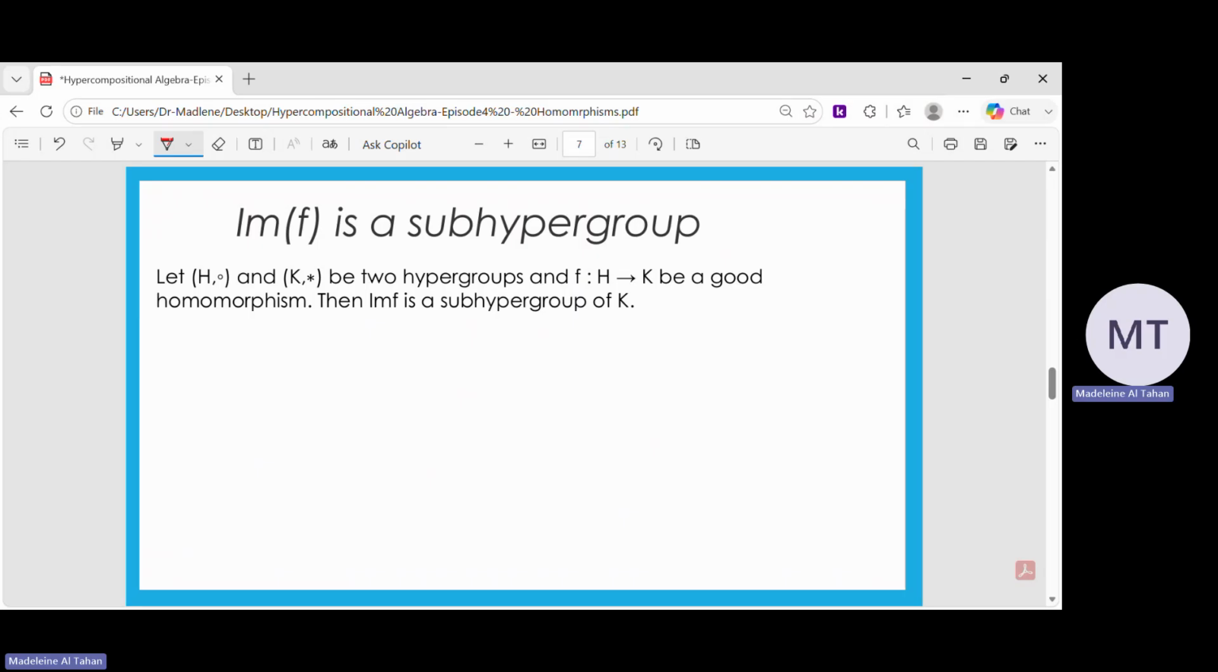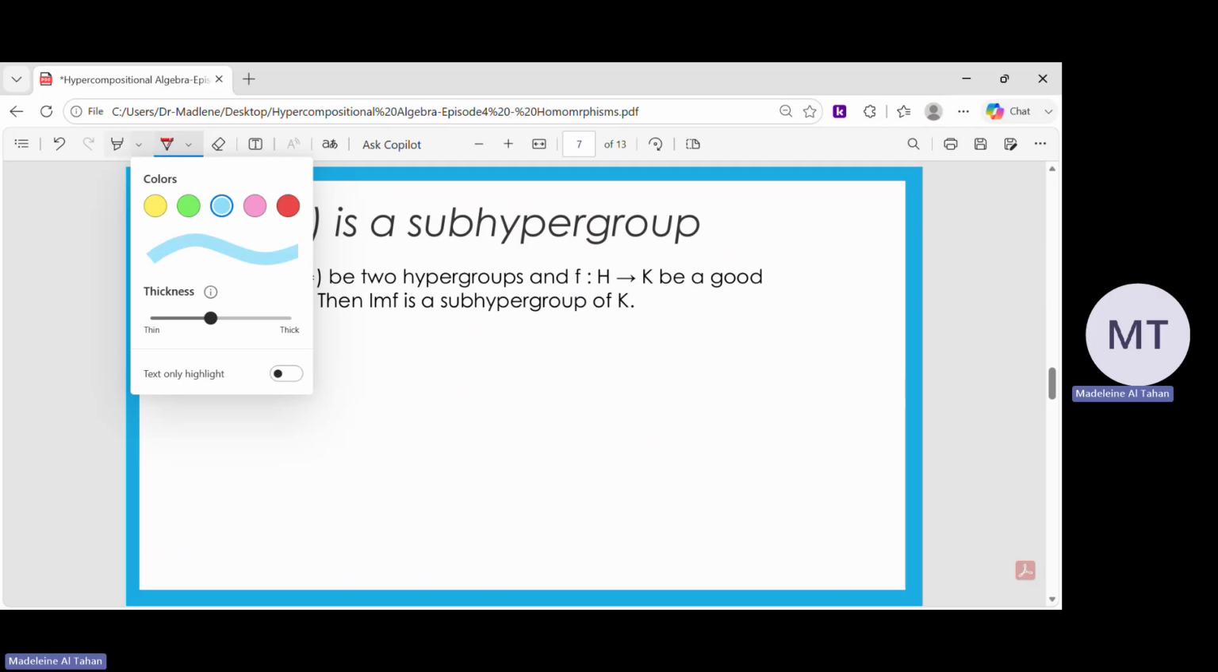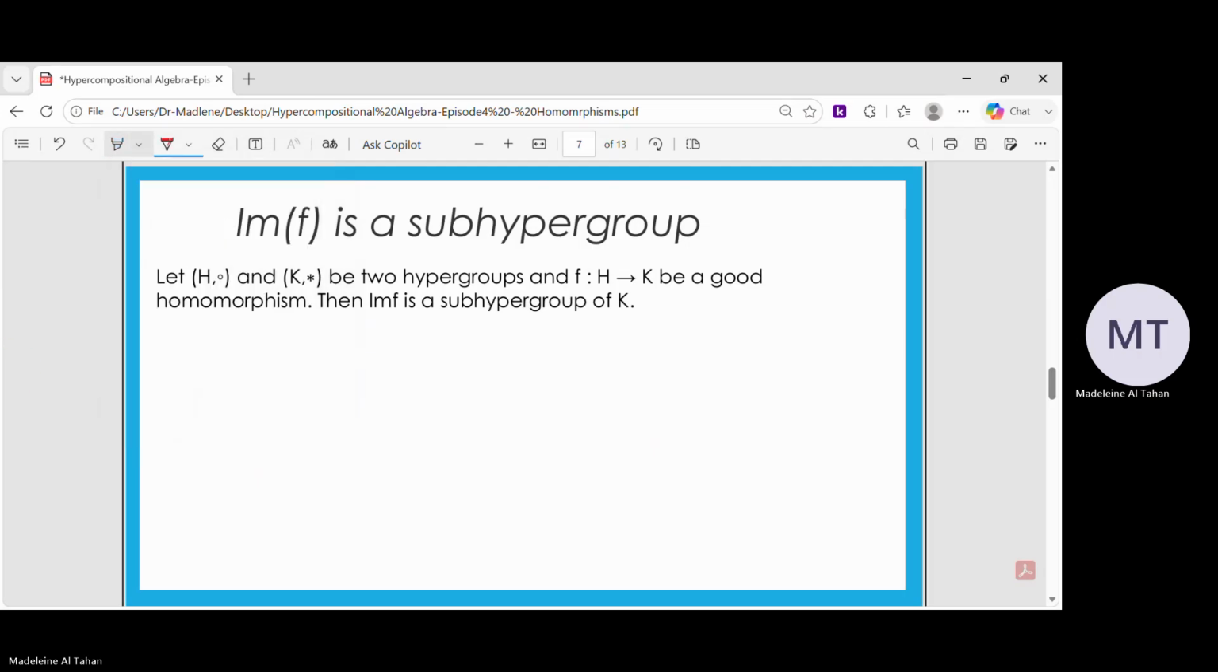Although the proof is straightforward, as you will see shortly, the idea is extremely powerful and appears repeatedly throughout hypergroup theory. So let's prove this one together. We need to show that image of f is a subhypergroup of K. So first of all, image of f is, of course, not empty, and it's a subset of K.